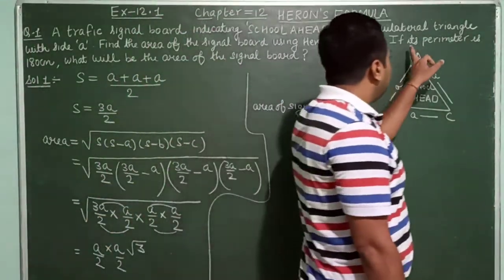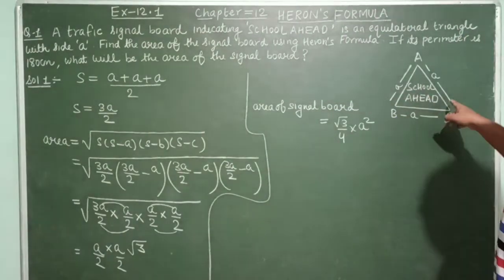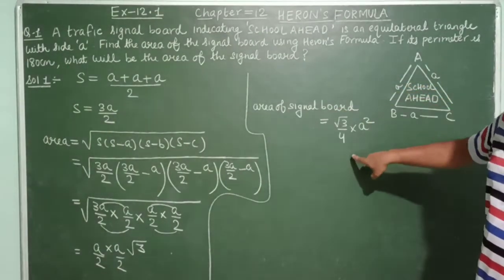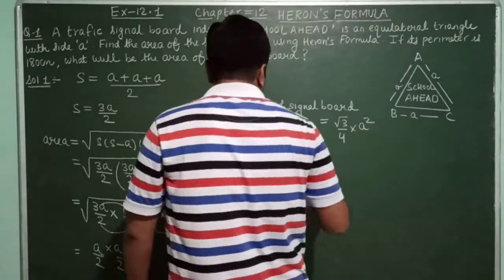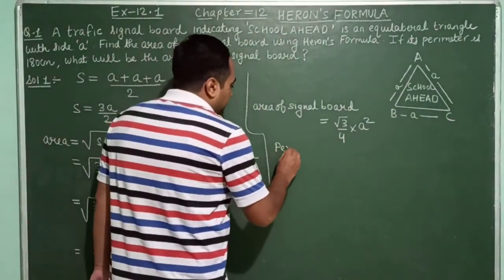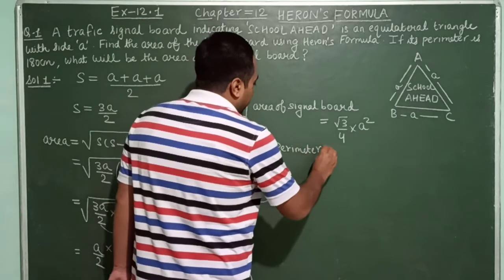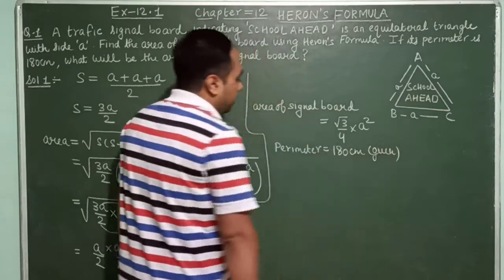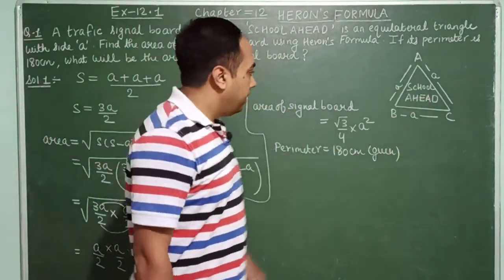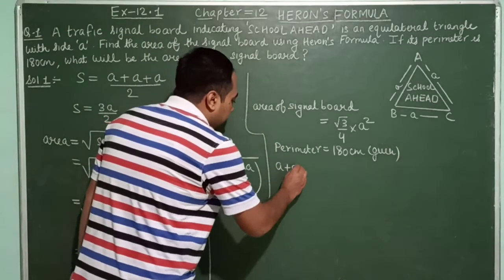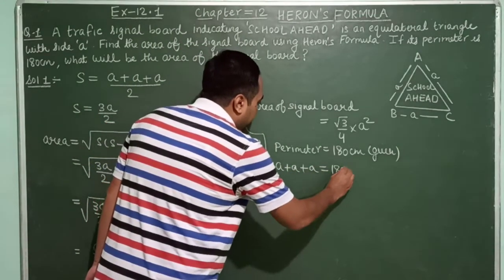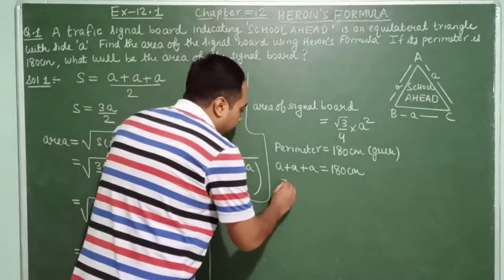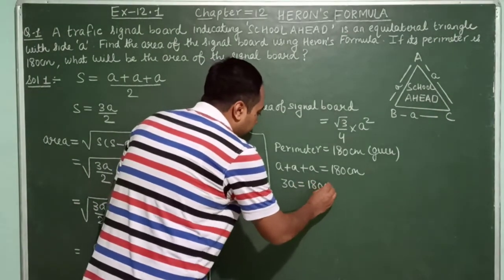Now the second part is, if the perimeter of this equilateral triangle is 180 centimeter, then what will be the area of the signal board? Now perimeter is given, how much? 180 centimeter, correct? Now perimeter means sum of three sides, and what are the three sides over here? A plus A plus A is equal to 180 centimeter. Now A plus A plus A will give you 3A. 3A is equal to 180 centimeter.